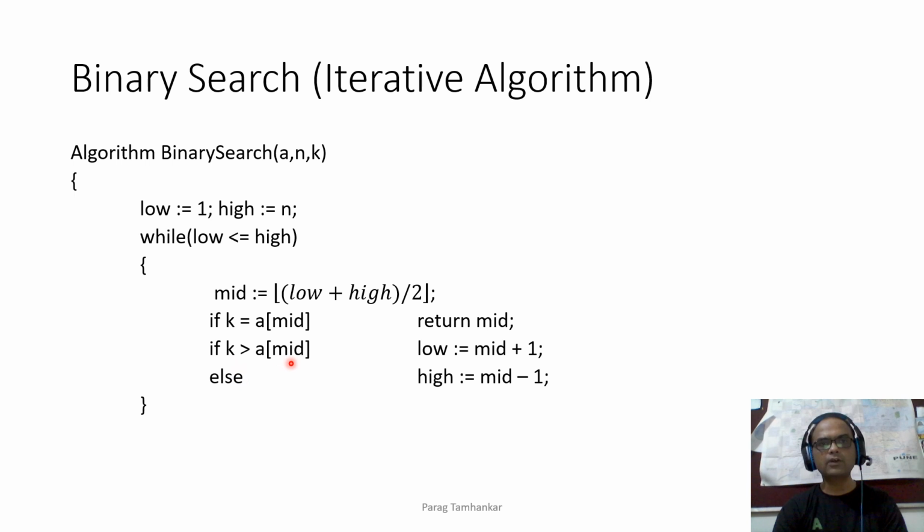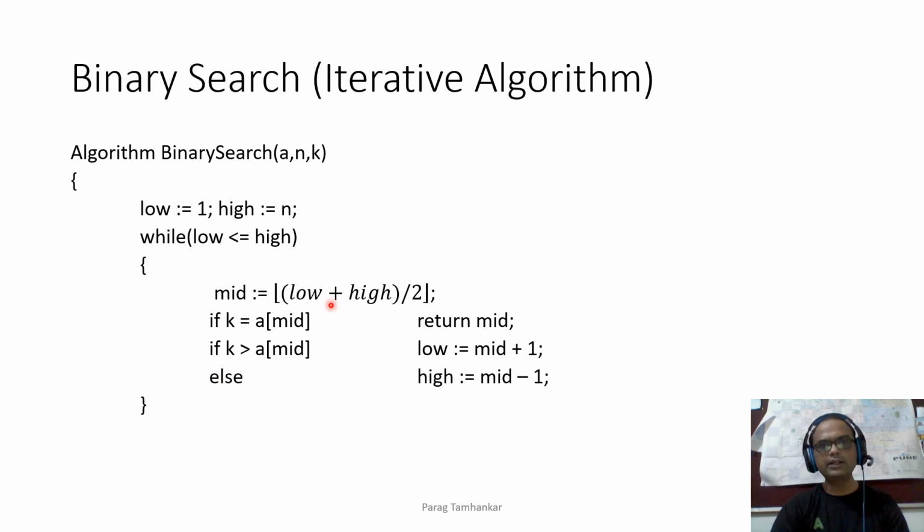If this is also false, this means that k is less than A of mid. If k is less than A of mid, then we are going to discard the second half of the array. So in that case, high will be mid minus 1. So we are going to only focus on the first half of the array.